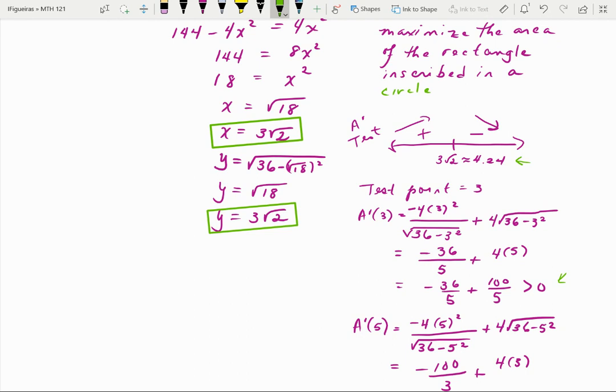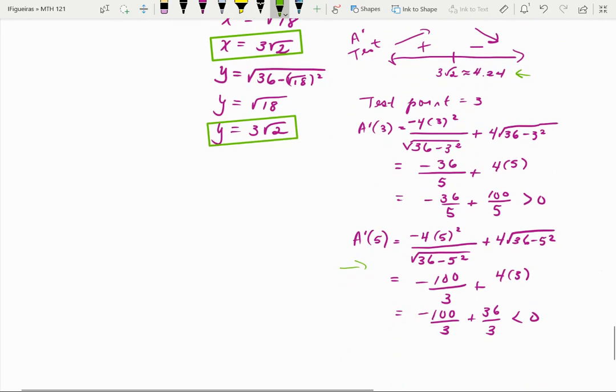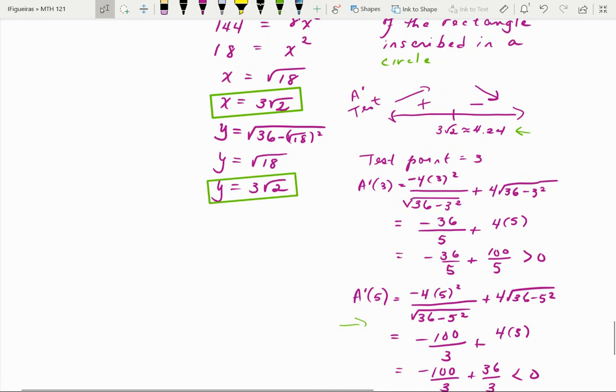And if you pick something greater than 3 root 2, and I picked 5, so I show the work here, you get a negative result, and so therefore it is going downward. And again, when you have a change in sign from positive to negative with your first derivative test, you can safely say that 3 root 2 is a maximum point.